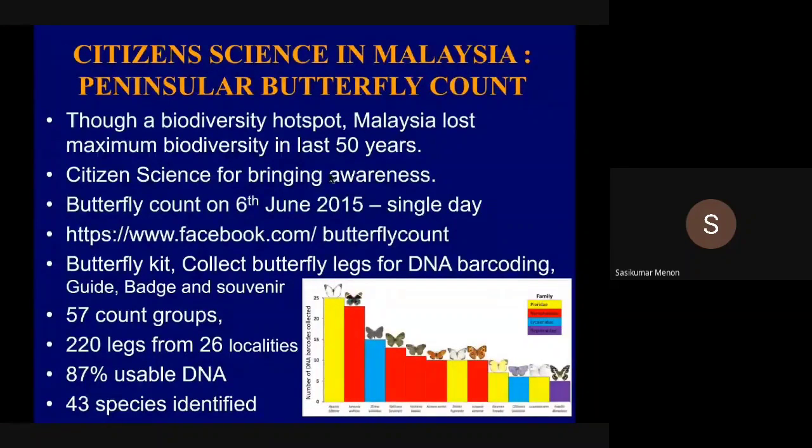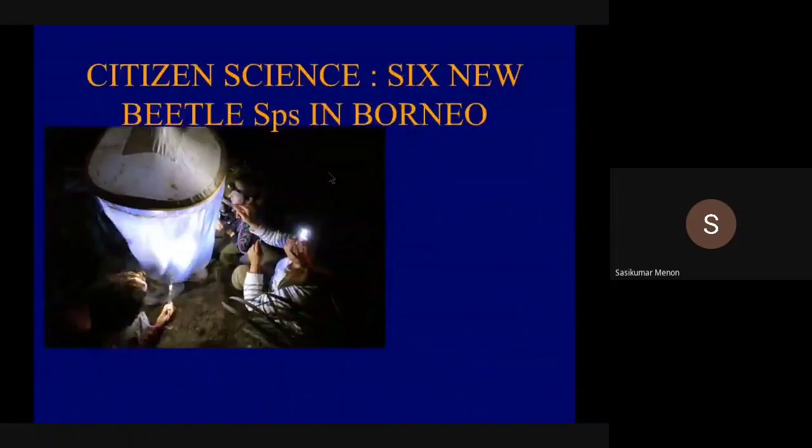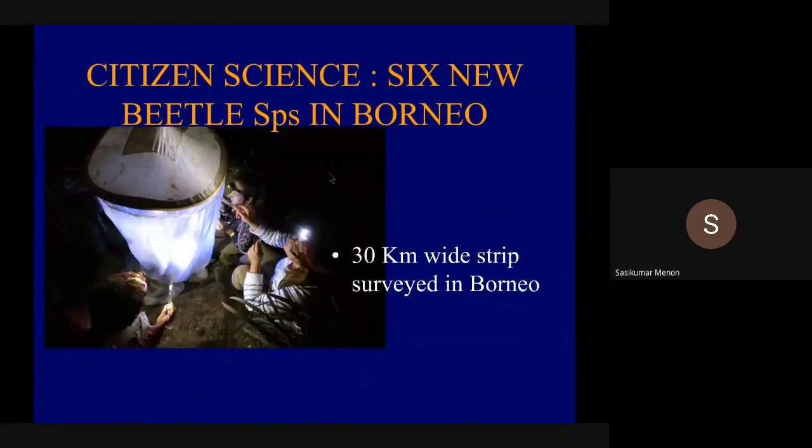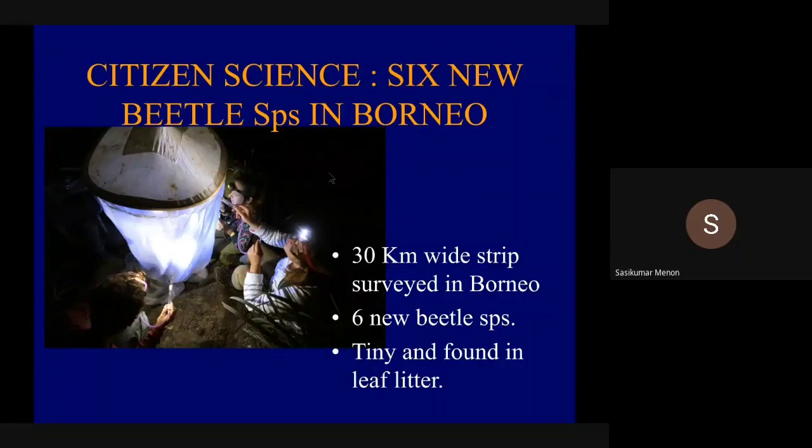That's the point. Now, here is another example where citizens actually surveyed a 30 kilometer strip of Borneo, which was impossible for a scientific team to do. They did it in just 3 nights, and from that they got 6 new beetle species, all of them tiny beetles found in leaf litter. This is one very good outcome of citizen science to science of the modern world.